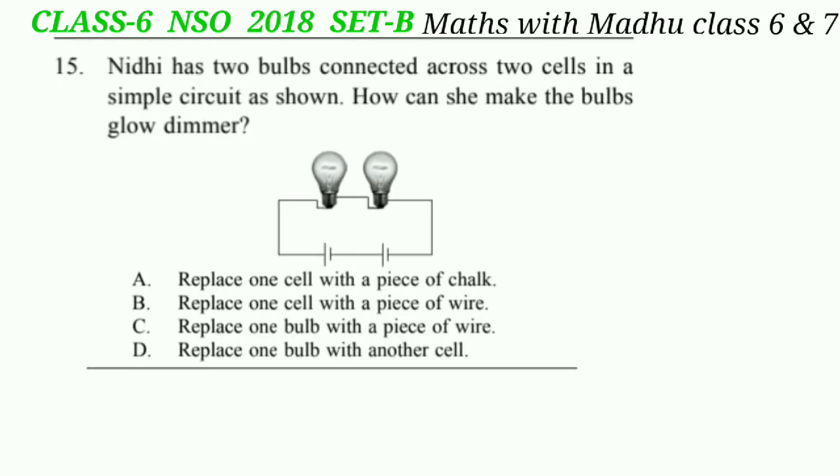Now question 15. Nidhi has two bulbs connected across two cells in a simple circuit as shown. How can she make the bulbs glow dimmer? Look at the figures. The correct answer will be option B. By replacing one cell with a piece of wire, the applied voltage would become lesser. Therefore, bulbs glow dimmer. So the answer will be option B.